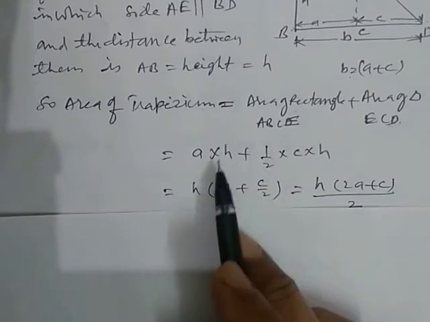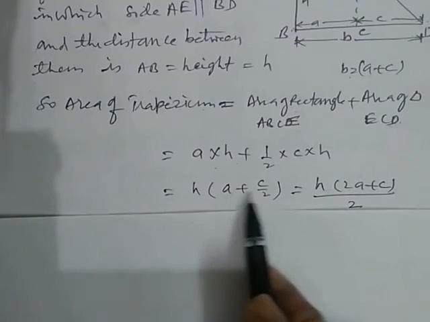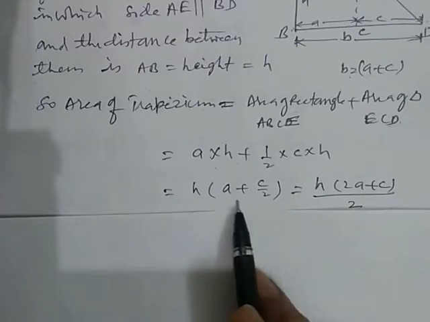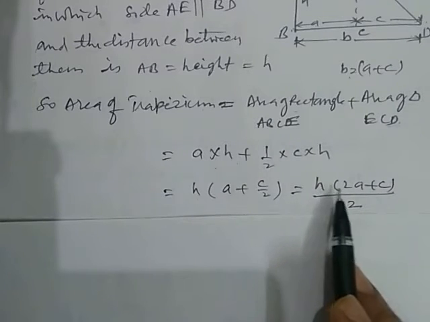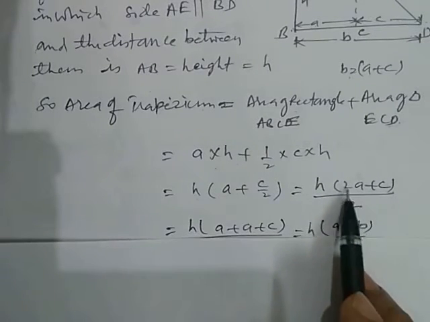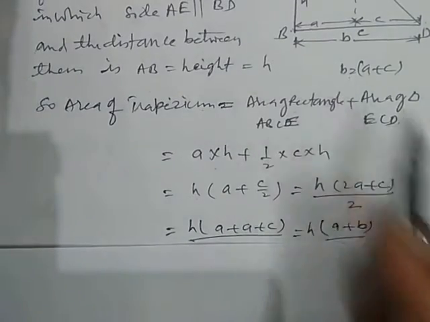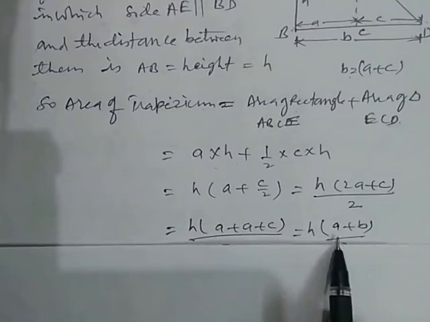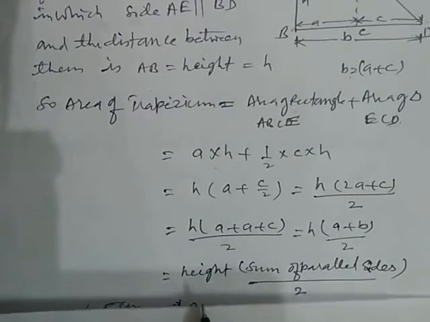Now we take h common, so a plus c by 2. By simplifying this, taking LCM, we get h into (2a plus c) by 2. This 2a is a plus a, and this a plus c is b. So this is b and this is a, so this comes out to h into (a plus b) by 2.